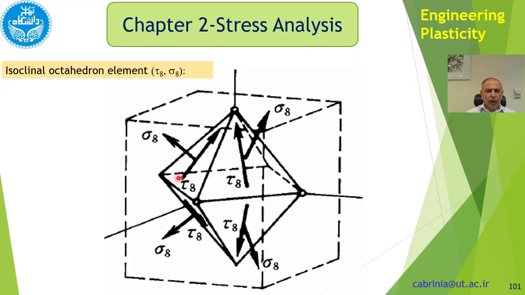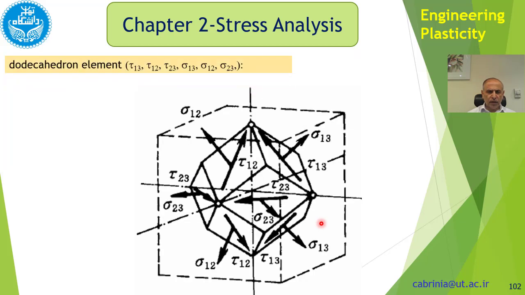And here again we have this octahedron, which is isoclinical, which means that all the angles are equal. Clinical comes from inclination, and iso means equal. So isoclinical means that the inclination all over the place is the same. We have the same angles, and this sigma 8 and tau 8 are octahedral stresses.